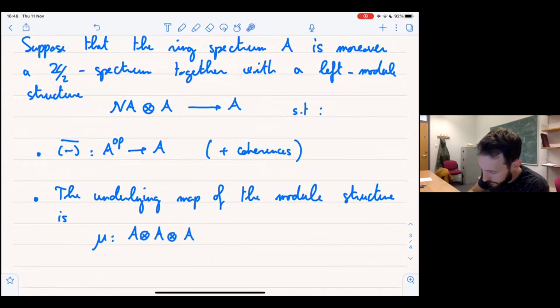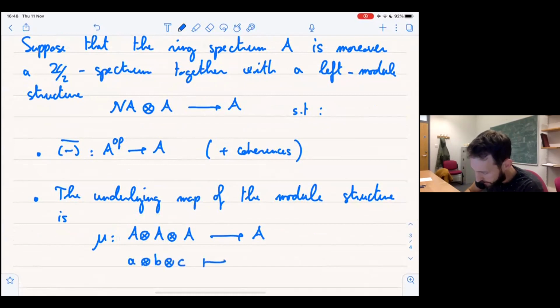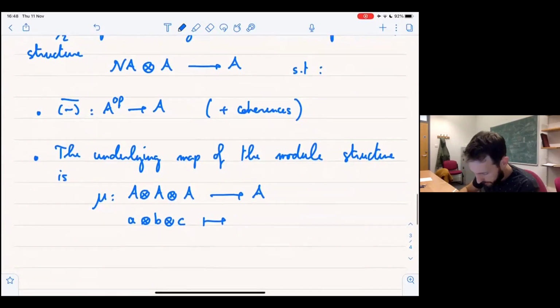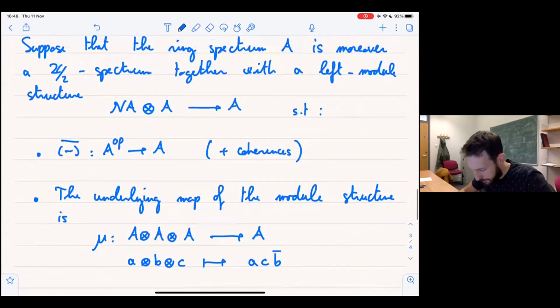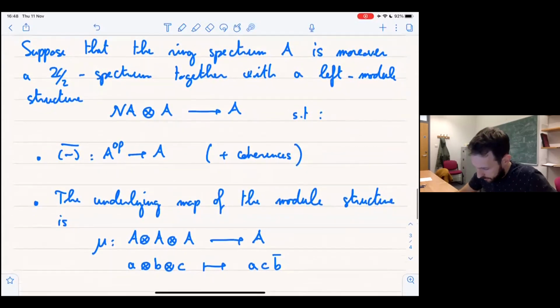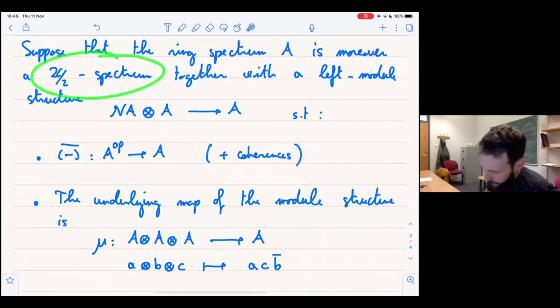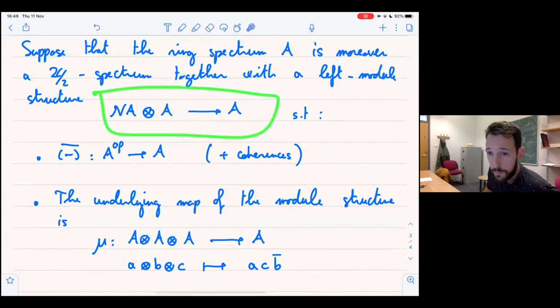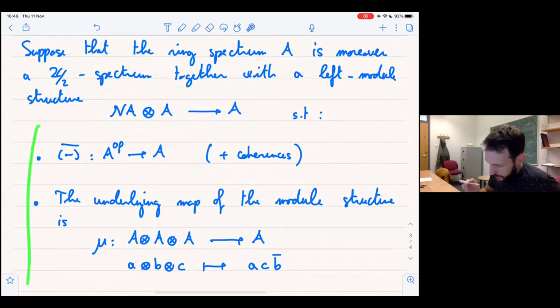Remember, the norm, the underlying spectrum is just A tensor A. So it's some map like that. And it's this triple multiplication, but just with some permutation in to make things work. And I apologize, I'm going to write down elements for describing this map instead of diagrams. And then what you do is basically you act by A on the left and by B bar on the right. That's the underlying map. Okay, so let me recap. We have a ring spectrum, which is moreover a Z-mod2 spectrum and has an action of the norm. And it satisfies these conditions.